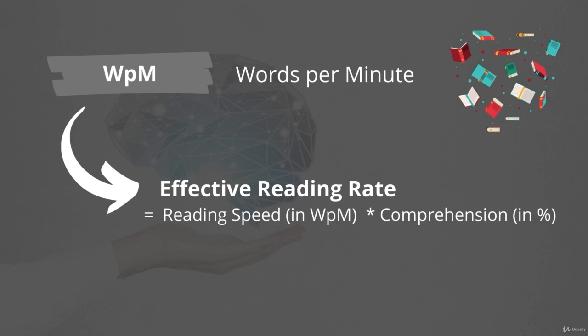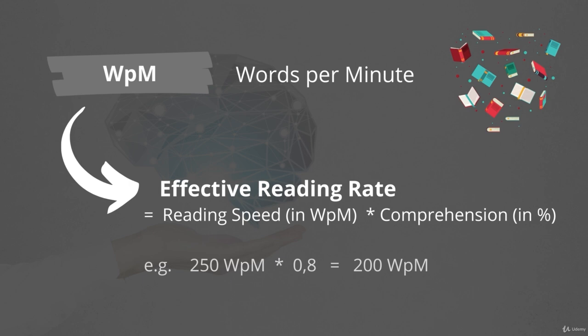What's more, the WPM allows you to calculate your effective reading rate. And this effective reading rate is even more accurate because it tells you both how fast you read, but also how much you understand of what you read. You can calculate it by multiplying your reading speed in words per minute by your comprehension in percent. This gives you the amount of words that you are able to understand in 1 minute.